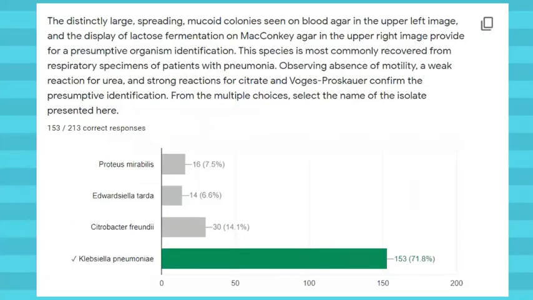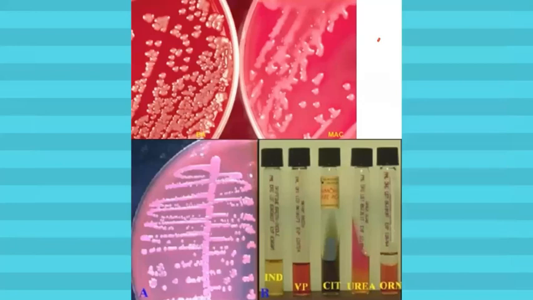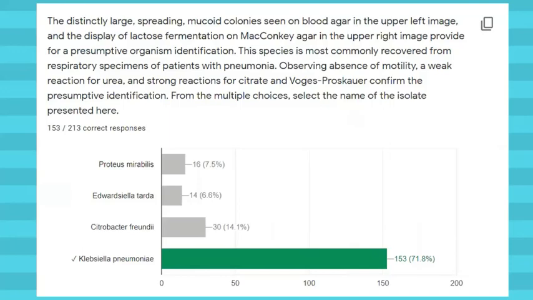Okay, last question. A distinctly large spreading mucoid colony seen on blood agar in the upper left image and the display of lactose fermentation on MacConkey agar in the upper right image provide for a presumptive organism identification. This species is most commonly recovered from respiratory specimens of patients with pneumonia. Observing absence of motility, a weak reaction for urea, and strong reactions for citrate and Voges-Proskauer confirm the presumptive identification. From the multiple choices, select the name of the isolate. This is the picture. As you can see, the colonies are mucoid, and if you have mucoid colonies, that's a clue that the organism could have a capsule.